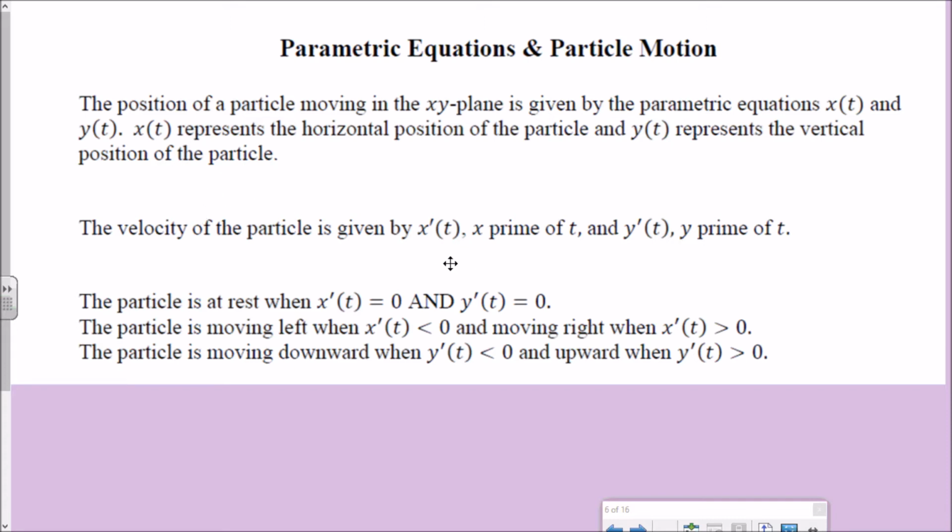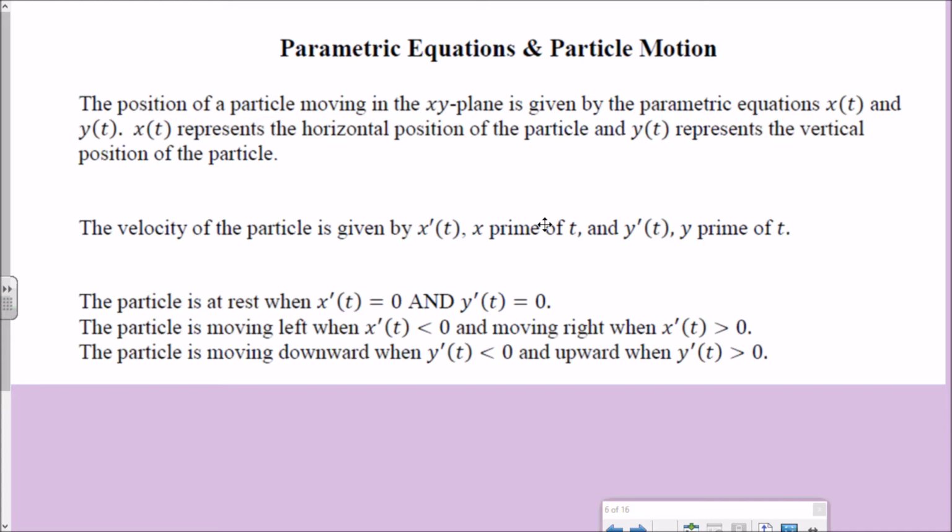But we're also now going to have x prime of t and y prime of t. Those are your velocities, your horizontal velocity and your vertical velocity. And just like particle motion, being positive or negative means different things, and being 0 means a different thing as well. So if x prime of t and y prime of t are both 0, that means you're not moving horizontally and you're not moving vertically, so your whole particle is at rest.